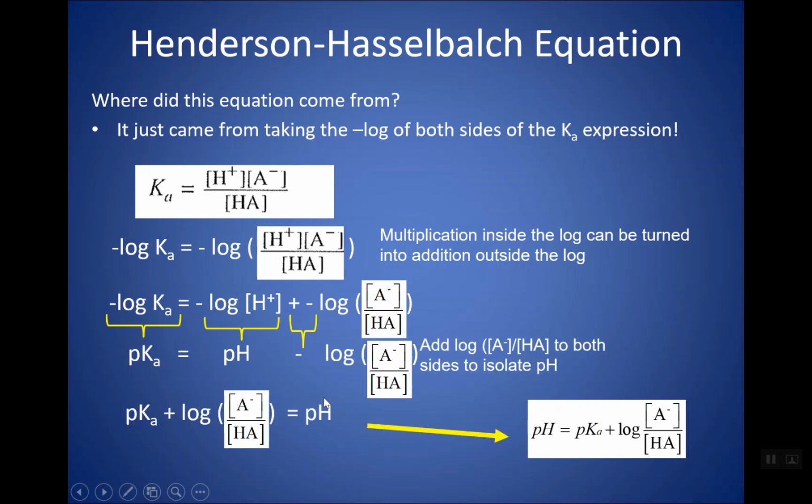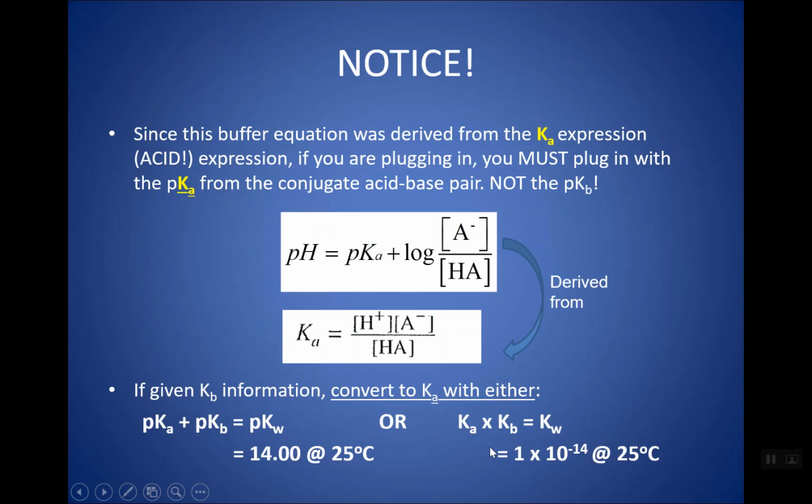Just notice that since this was derived from Ka, it's always pKa that is in this equation. So if they give you a Kb or pKb in the problem, you might have to convert to a Ka or pKa. So remember that Ka times Kb is Kw, which is 1 times 10 to the negative 14 at 25 degrees Celsius, or pKa plus pKb equals pKw, which is 14 at 25 degrees Celsius. So again, you might have to convert. They might give you the wrong K. Just be aware it's always Ka for this equation.